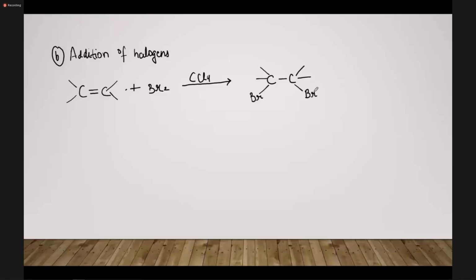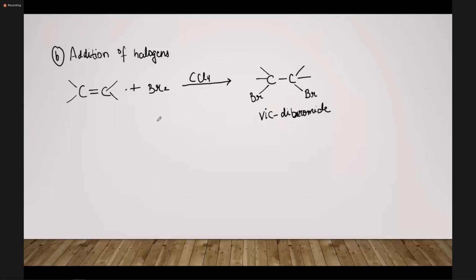That's why. So we will get a structure like this, and this structure is called vicinal dibromide. Vicinal here means that dibromide means there are two bromine atoms, and those two bromine atoms are attached to the carbon atoms which are adjacent to each other. Vicinal. That is why we are writing vicinal.